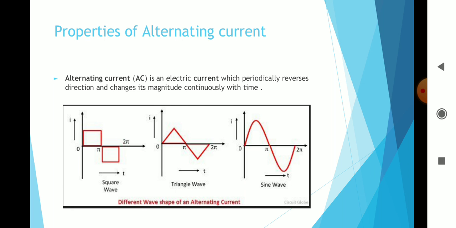So the properties: it changes periodically. You see there is a time period of 2 pi when it completes one cycle and starts the next cycle. Also, it is periodically reversing, that is, after every difference of pi it reverses. When it was 0 to pi in the positive half, then it will be in the negative half between pi and 2 pi. This is the property of alternating current, and these are different types of alternating current.